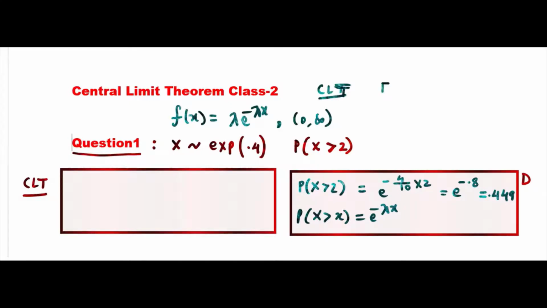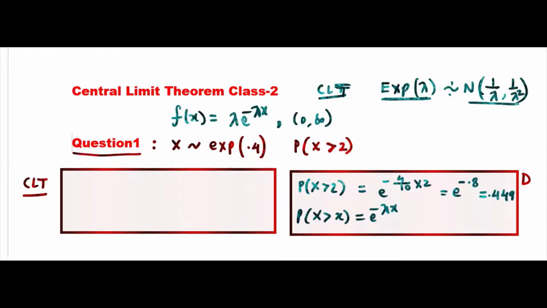exponential lambda will be approximately distributed as normal 1 upon lambda, 1 upon lambda. So how can you remember? You just write the mean here and the variance here. Exponential lambda will follow normal 1 by lambda, 1 by lambda square. Variance is 1 by lambda square.